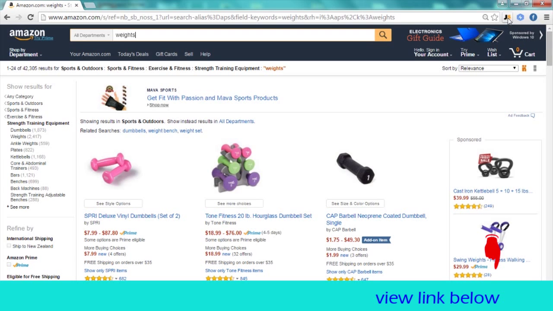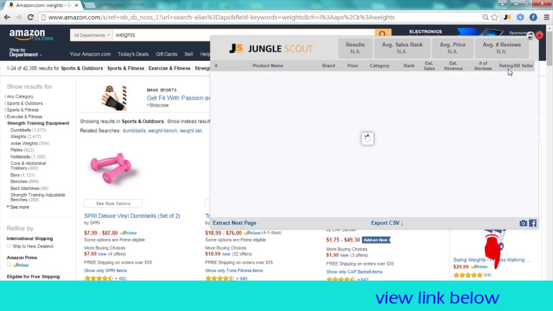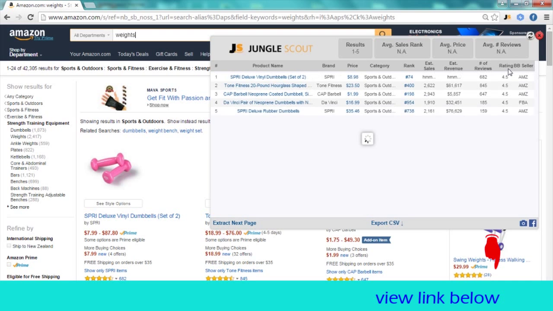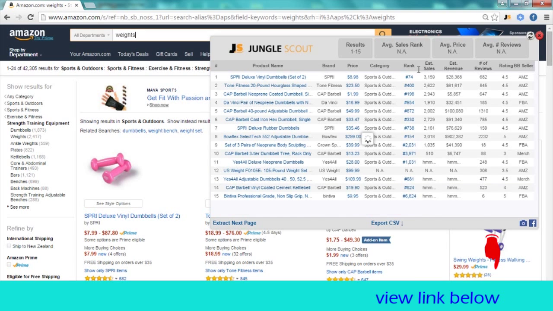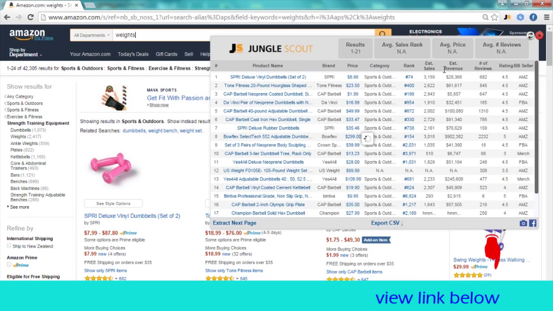So what we do is we click on this little app, and what it does is it takes everything on that page and puts it into a spreadsheet. Gives you product name, brand, price, category, rank, estimated sales, the revenue, how many reviews there are, what type of rating, and whether it's been sold by Amazon, or fulfilled by Amazon, or sold by the merchant themselves.